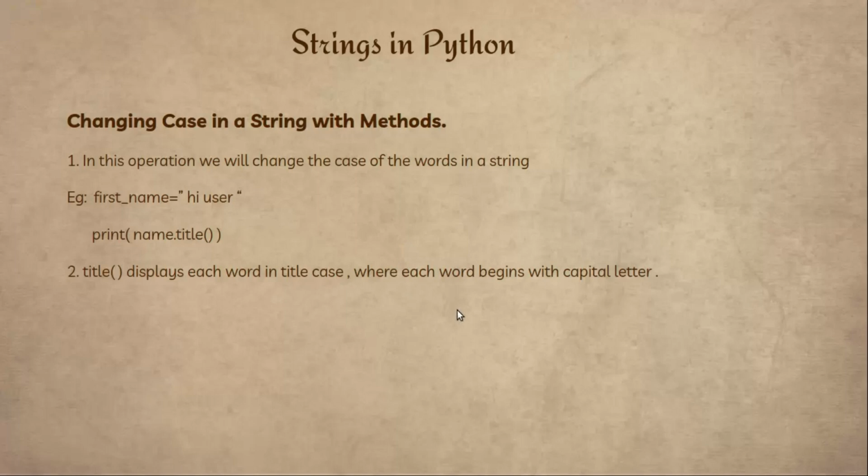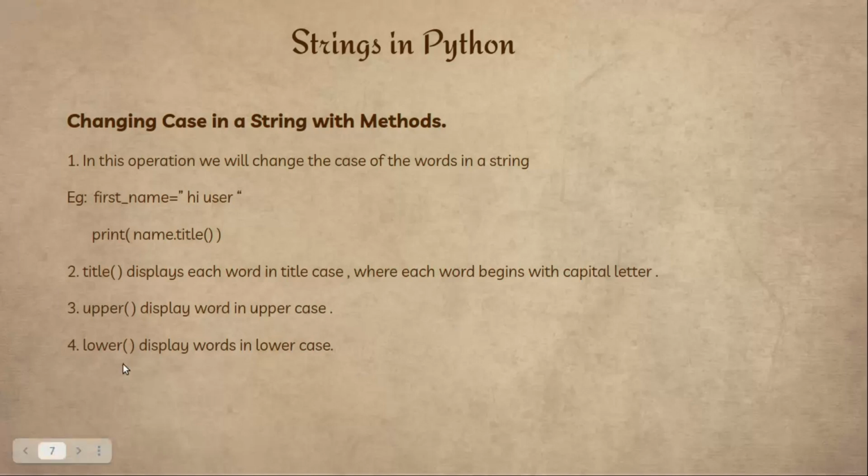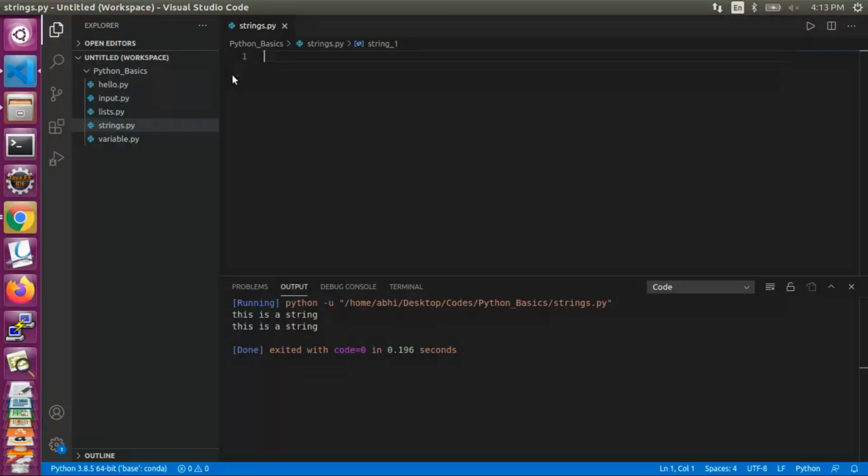Okay, so title displays each word in the title case, that is, the first letter is always uppercase. Next we have another two operations defined in changing case. One is upper, that displays each letter of the word in uppercase, and another function is lower, which displays each letter of the word in lowercase. Again, we will see an example of this in the coding section, where we will understand it better. Now I will show you the use of the title function that we have read.